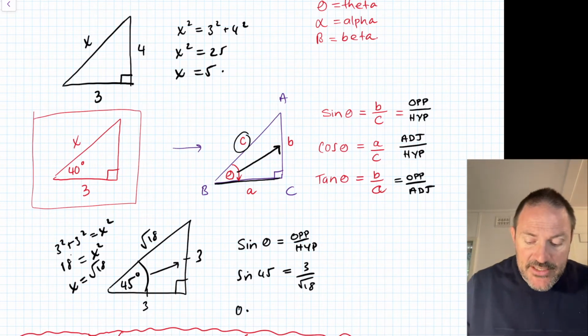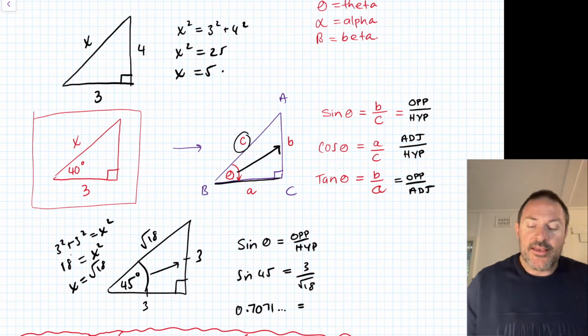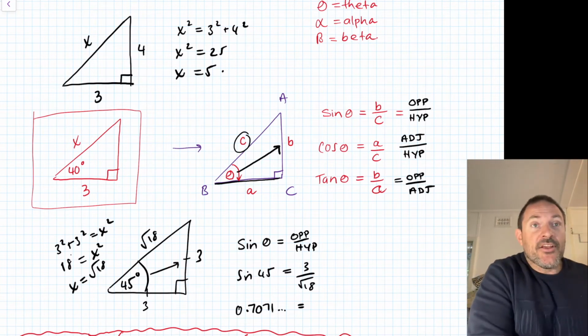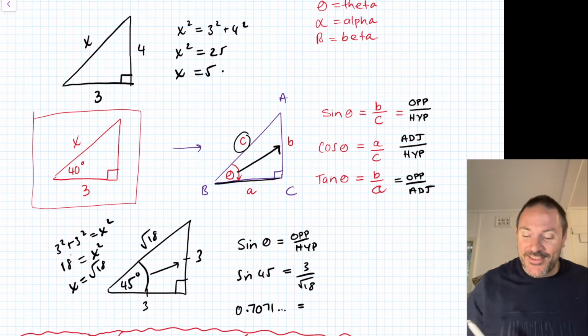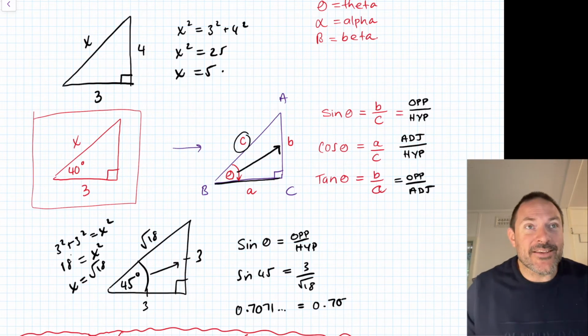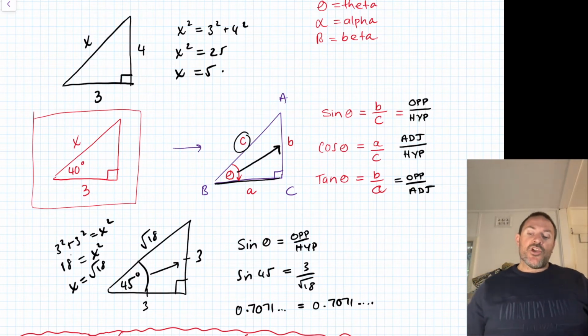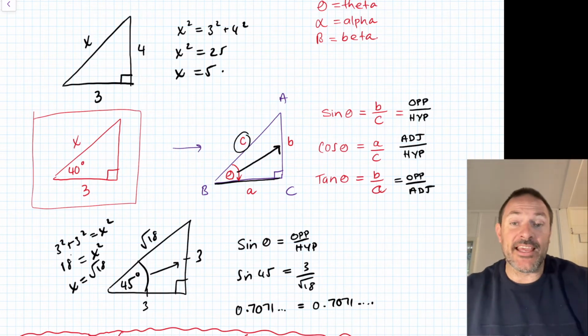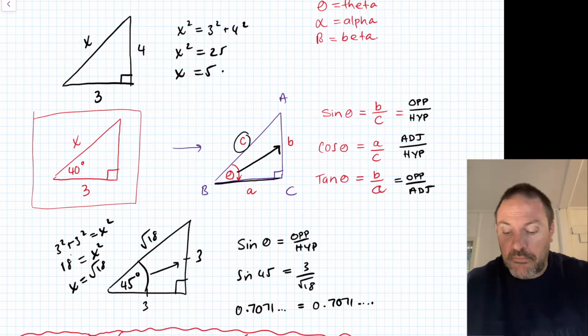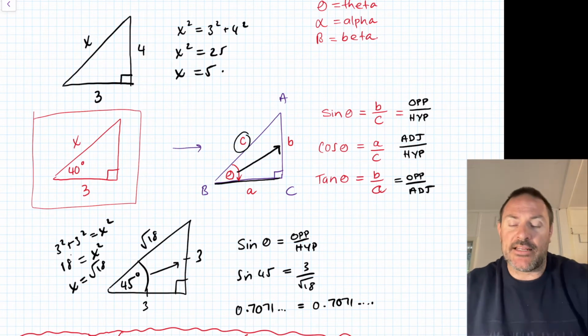And it says 0.7071... Okay, I'm now going to type in 3 over root 18. And hopefully, if we've done this right, look at the answer. 0.7071... They're the exact same thing. Now, you might say, okay, they're the same. That's cool. Is that just by chance, or how's it even going to help me?